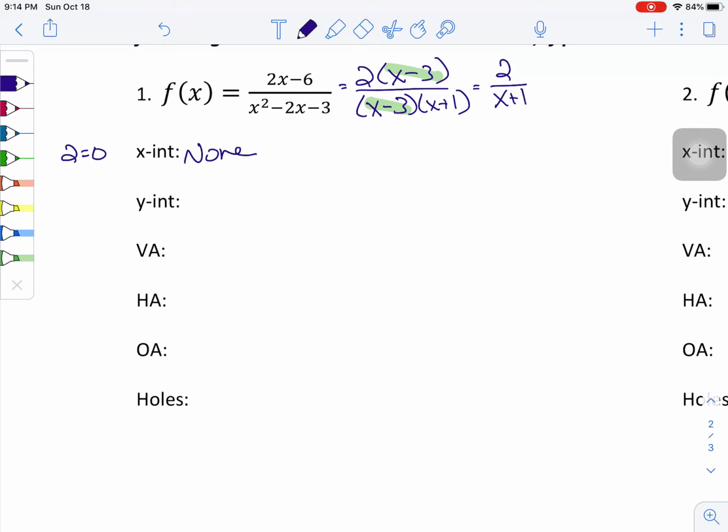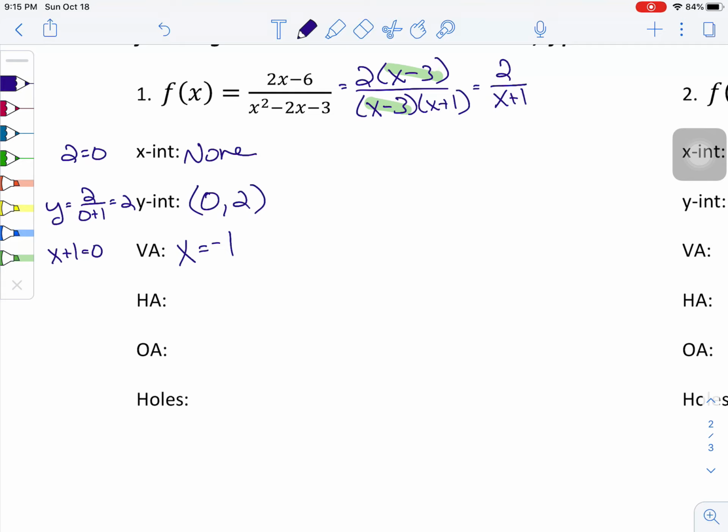All right, y-intercept, I'm going to take the simplified version, and I am going to make x equal to 0. And I'm going to reduce that, simplify it, solve it, whatever you want to say. So 2 over 1 is 2, which gives me a y-intercept of (0, 2). Vertical asymptote. Take the simplified denominator, set it equal to 0, and solve. So x is equal to -1.